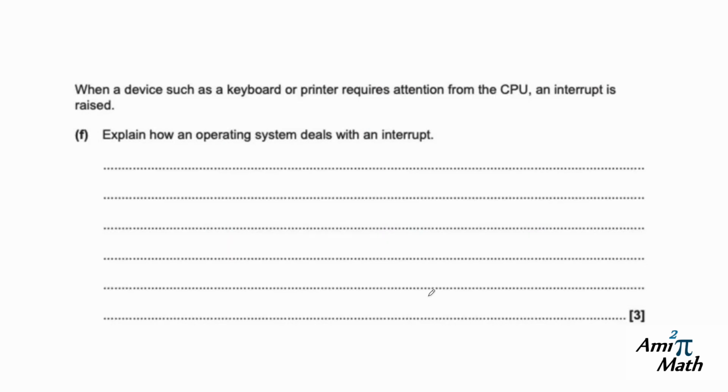When a device such as a keyboard or printer requires attention from the CPU, an interrupt is raised. Explain how an operating system deals with an interrupt. This is only a 3-mark question.